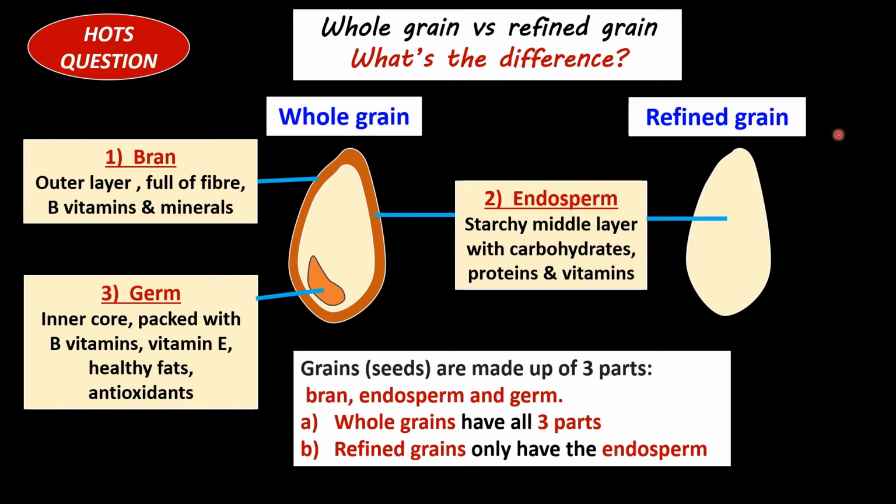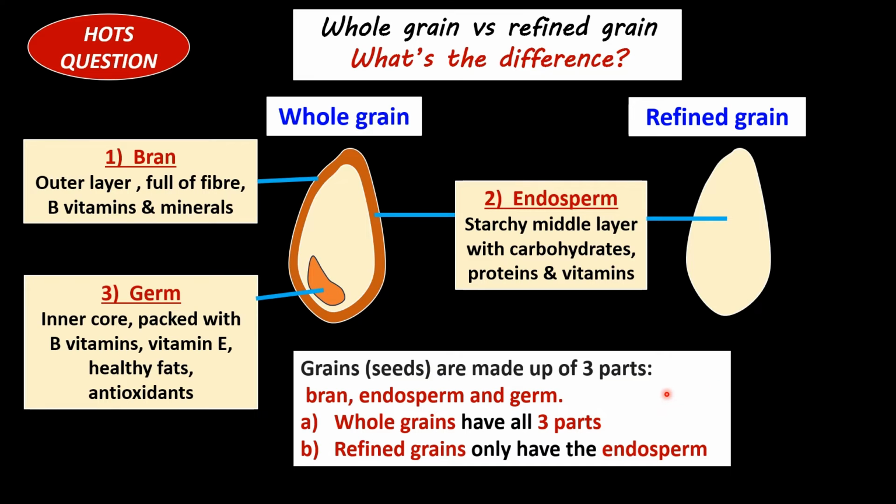Here's a hot question for this chapter. Whole grain versus refined grain. What's the difference, right? Now, from outside, you can see the color is different. Whole grain foods usually are brownish in color, okay? And the refined grain foods, made from refined grains, are usually whitish in color. So what's the difference between whole grain and refined grain?